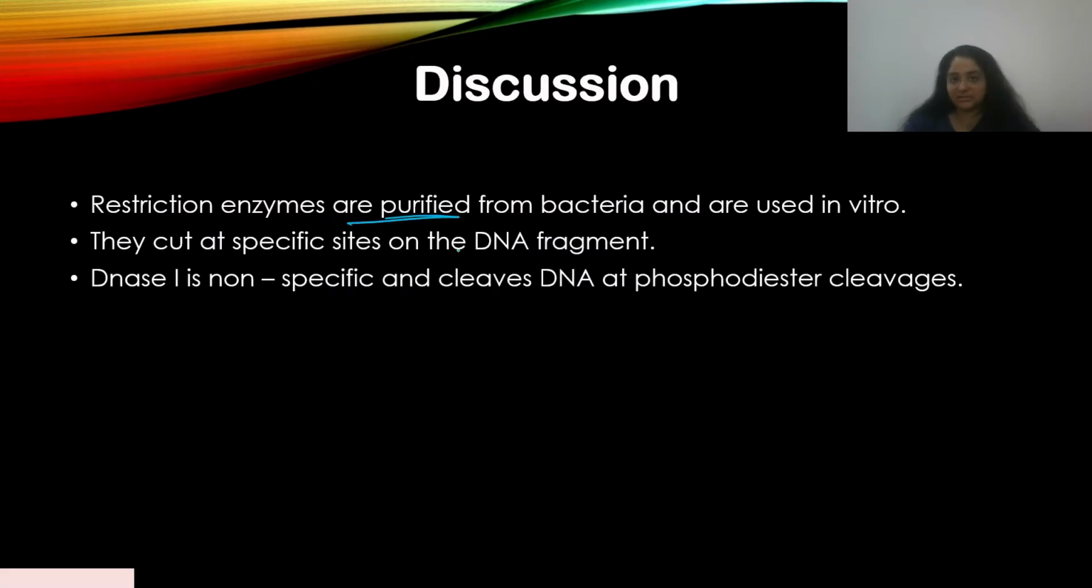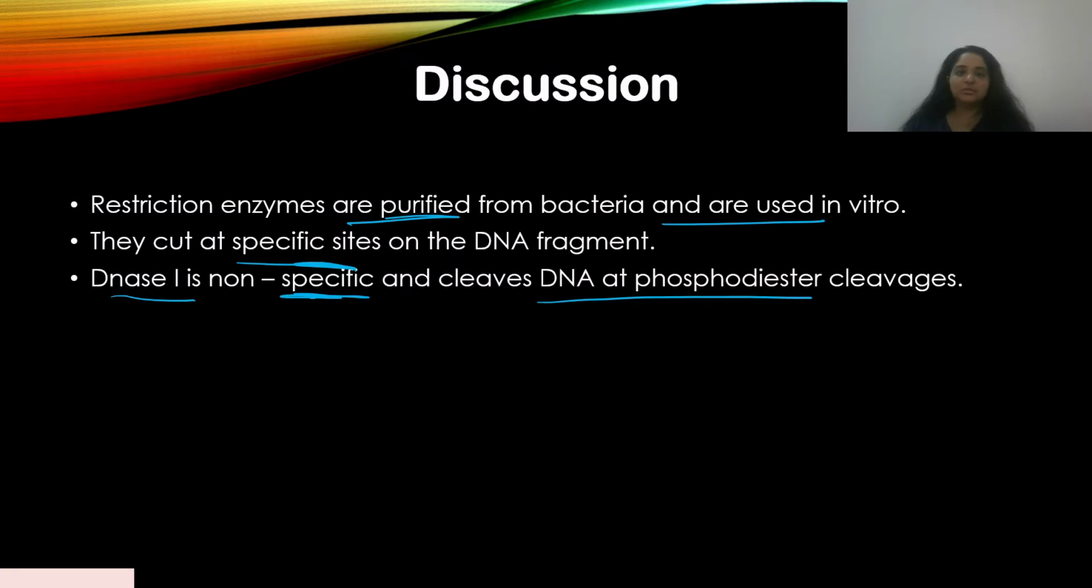The restriction enzymes are purified from bacteria and are used in vitro. They cut at specific sites on the DNA fragment, but DNase 1 is non-specific and cleaves DNA at phosphodiester linkages. So option A was incorrect, because DNase 1 is not really what we need. DNase 1 is usually used in labs for RNA purification, when you want to get rid of the DNA. It degrades DNA by cleaving at the phosphodiester linkages.